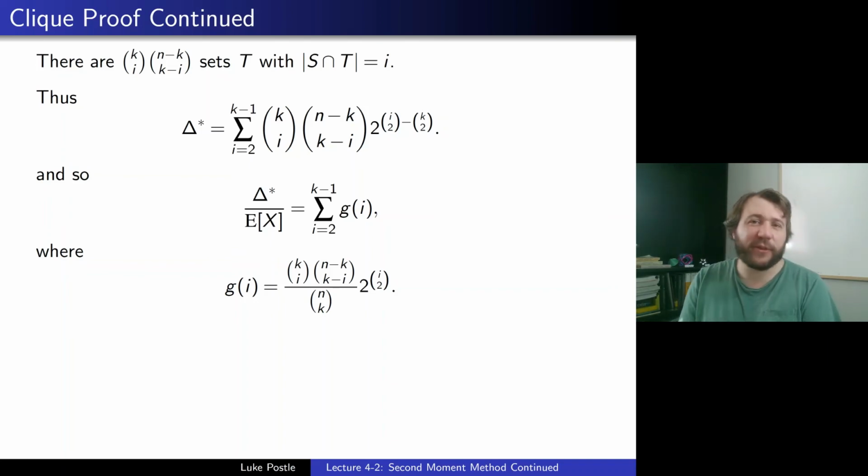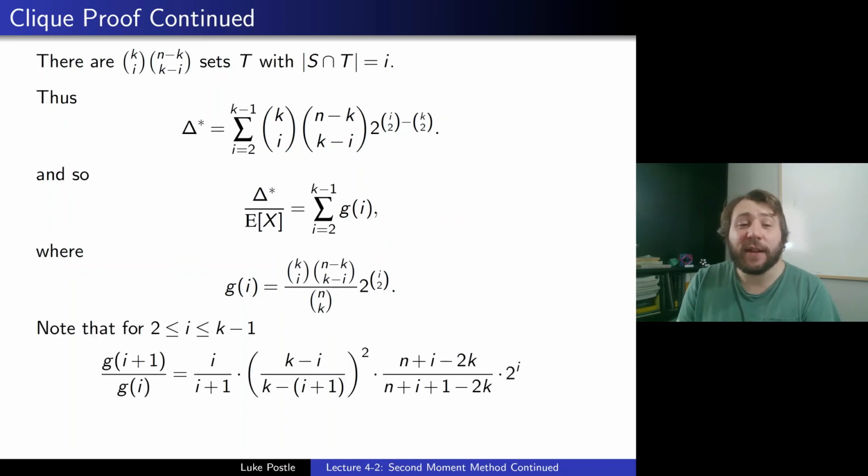And this might be a little bit awful to deal with. We could try to use asymptotic methods to give an approximation of this. It's a little bit hard because we want to consider this when I is also somewhat small, 2 and 3 and so on, and so maybe asymptotics won't be so useful there. We could try upper bound methods, but I think it's actually easiest if we just show that g(I) is increasing for small I. So if you look at that formula and you take g(I+1) and divide it by g(I), you'll notice that most of the factorials stay the same, and what you get is the following: I over I plus 1, times (k minus I over k minus I plus 1) squared, times (n plus I minus 2k) over (n plus I plus 1 minus 2k), and then the 2 to the I choose 2 difference becomes 2 to the I.